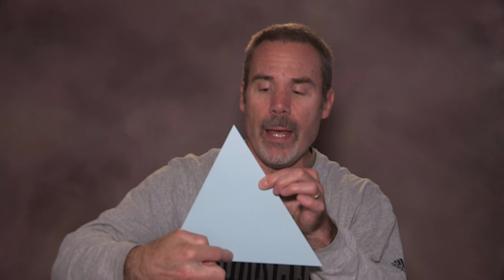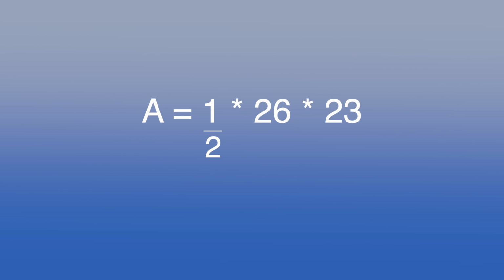So let's try to calculate the area of this other triangle. I've already measured the base, this part right down here, and the height. The height goes from the very top of the triangle right down to the base. Our base for this one, this time I measured in centimeters, our base is 26 centimeters, and our height from the top right down to the base is 23 centimeters. So let's plug those numbers into the formula. Remember, area equals 1/2 base times height. 1/2 times 26 times 23. And when you multiply those three numbers together, you get 299 centimeters squared.